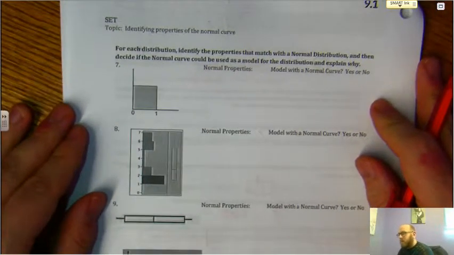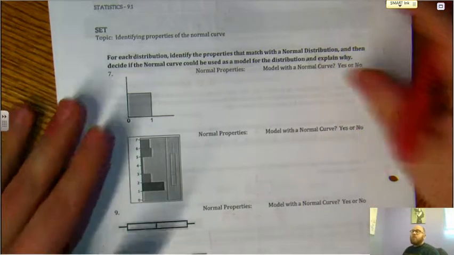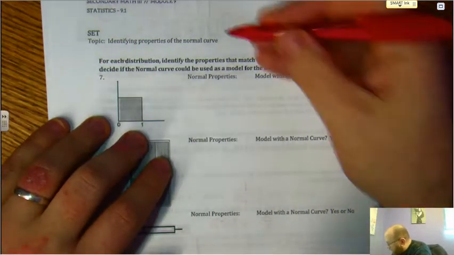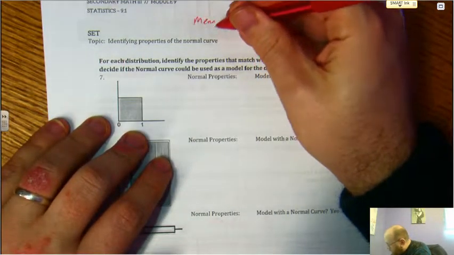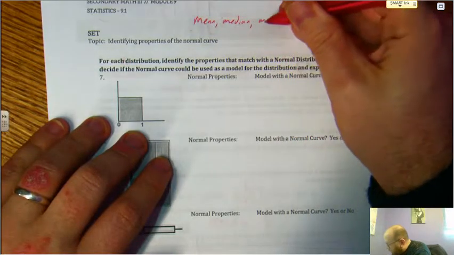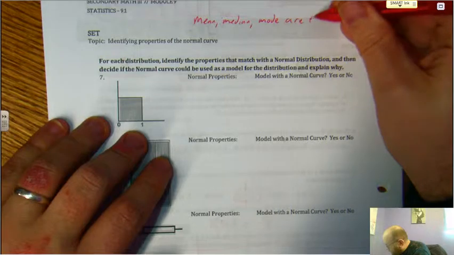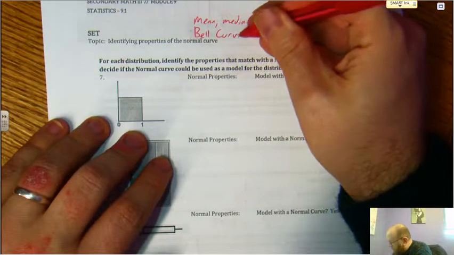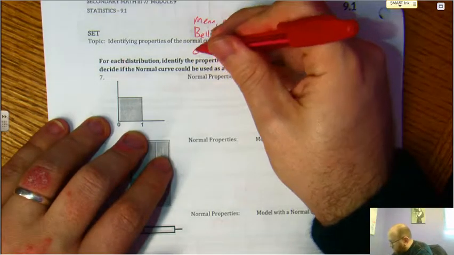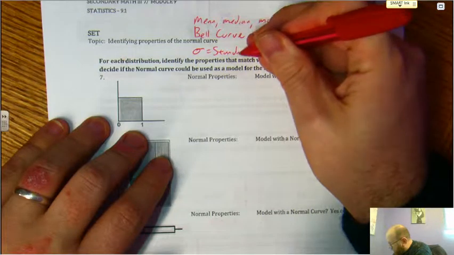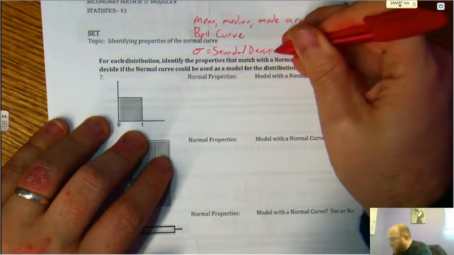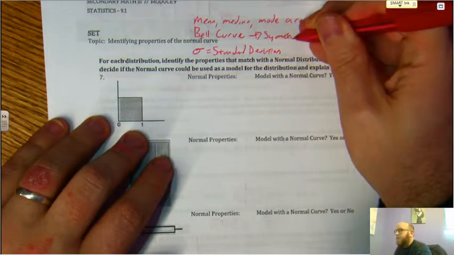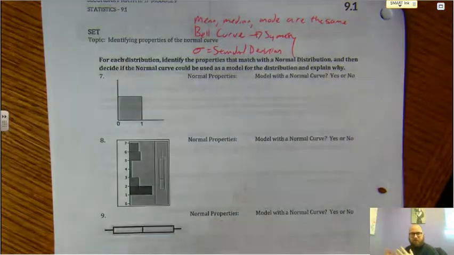Okay, let's go on to the next section. This asks us to identify the properties of a normal curve. So essentially, we're trying to make sure we know what normal properties we know. Well, we know that the mean, median, and mode are the same. That's one of the properties. There should be a bell curve. That's one of the properties. There should be some sort of sigma or standard deviation. The bell curve also speaks to the symmetry we kind of talked about. It looks the same on the left and the right.